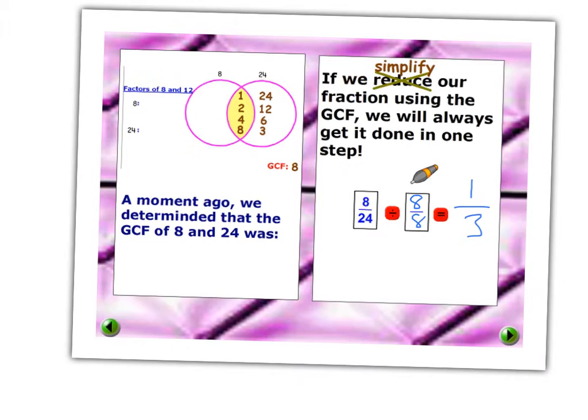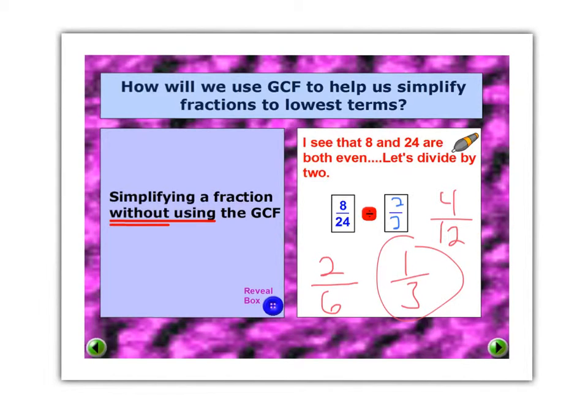So the fastest way would be to divide it by 8, giving 1/3. We could have divided by 2. We'll show that you could have divided by 2 to get 4/12, and then divide 4/12 by 2 to get 2/6, and then divide 2/6 by 2 to get 1/3. But again, see what happens there.